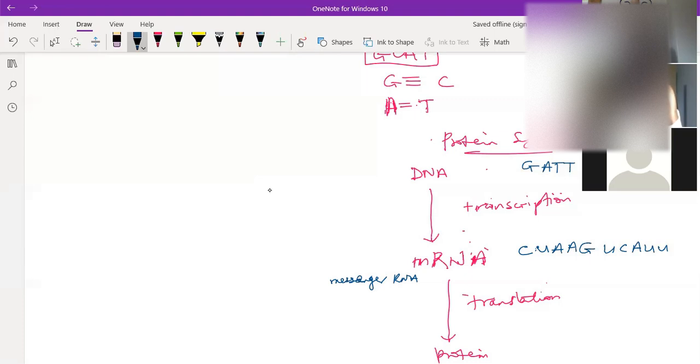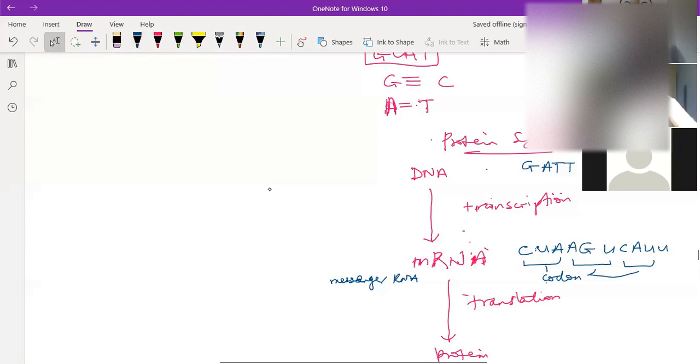Okay. So each three of the codes of the genes represent what we call the codon. So every three is what we call the codon. So these are codons. The codon forms the gene. That is the code.